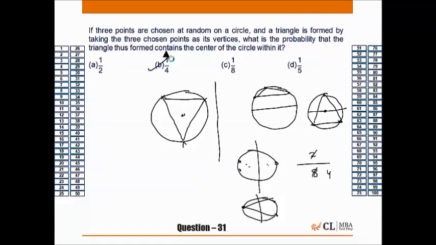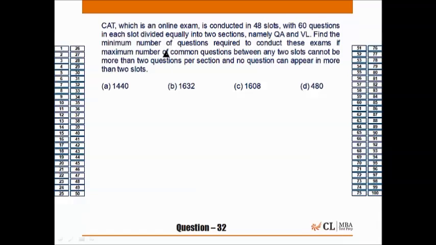Question 31, 32. CAT, which is an online exam, is conducted in 48 slots with 60 questions in each slot, divided into 2 sections, namely QA and VL. Find the minimum number of questions required to conduct the exam. Okay, so let's try this. There are slots 1 to 48. Each slot has 60 questions each, and divided into QA and VL.